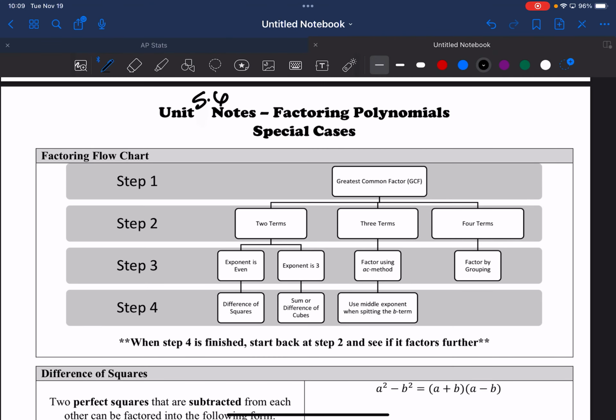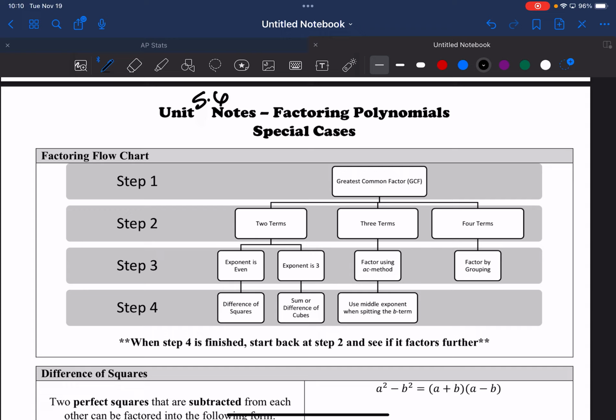Okay, so Unit 5.6 notes, factoring polynomials with special cases. First, they give you a factoring flow chart, so kind of like the steps you would go through depending on how many terms you have. This is the same flow chart as on 5.5 notes. If you have 3 terms, you factor using the AC method. If you have 4 terms, you factor by grouping.